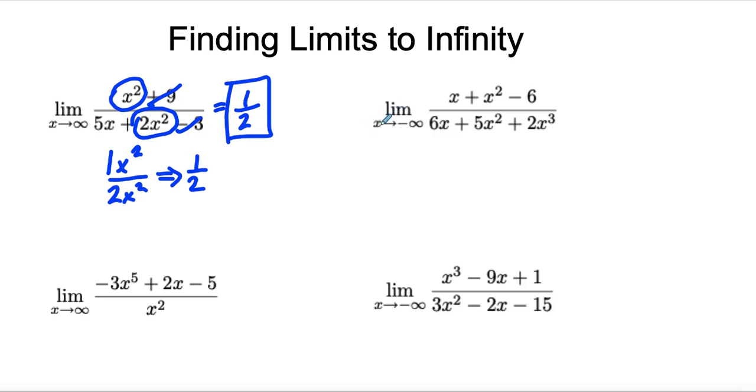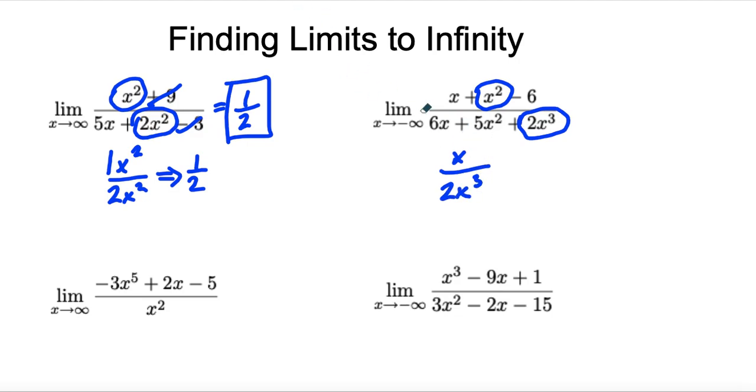Next one. So we've got a limit as x goes to negative infinity. But again, we're going to look for the highest powers in the numerator, and that is the second term actually, which is x squared. And if you look here, it's actually written in reverse, but don't let that fool you. You still want to look to the highest power. So now I've got x squared again over 2x cubed.